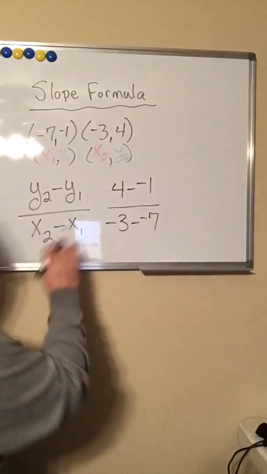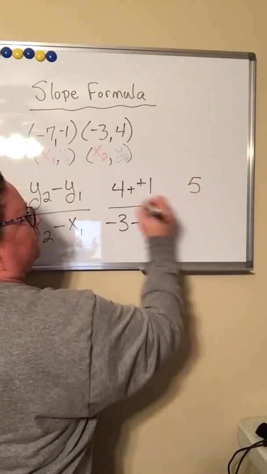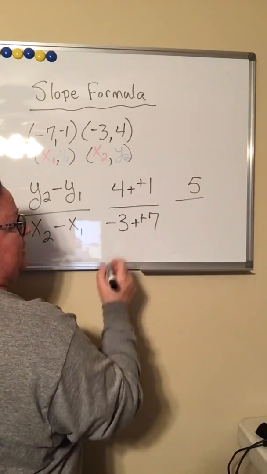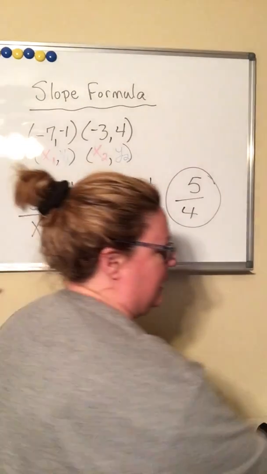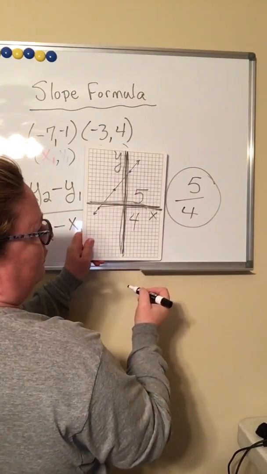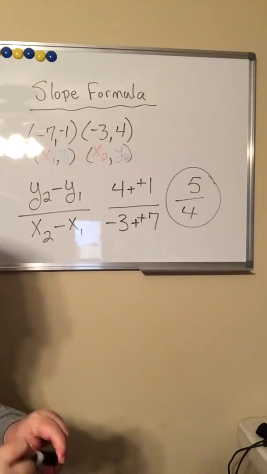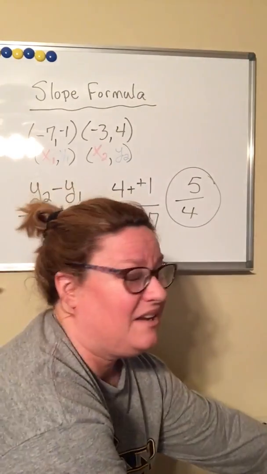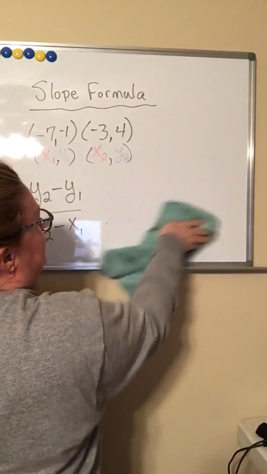Okay? So then we just figure this out. Well, we add this together, right? We change that to plus positive and we get 5. And we would change that to plus positive. -3 plus 7 is going to be 4. There's our slope. Hey, remember this? That was our slope when we counted them. Okay? That's how you use the slope formula. You're going to watch a video today that helps explain that to you, and then you're going to get to practice doing that. Really quickly, I want to show you something about the slope formula.